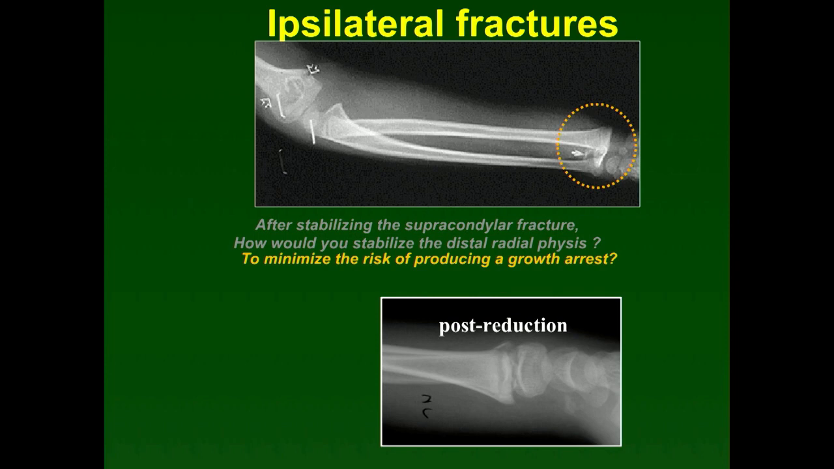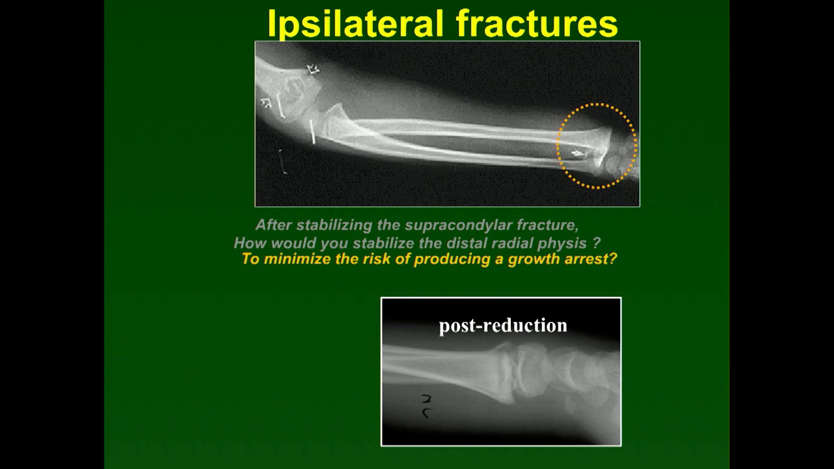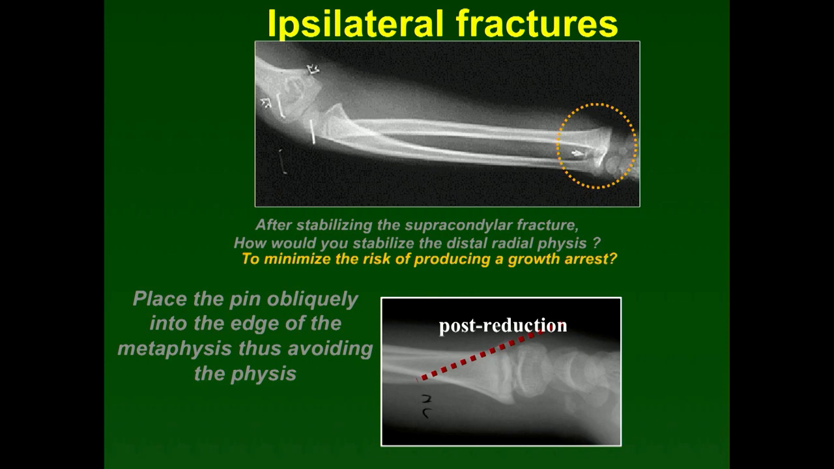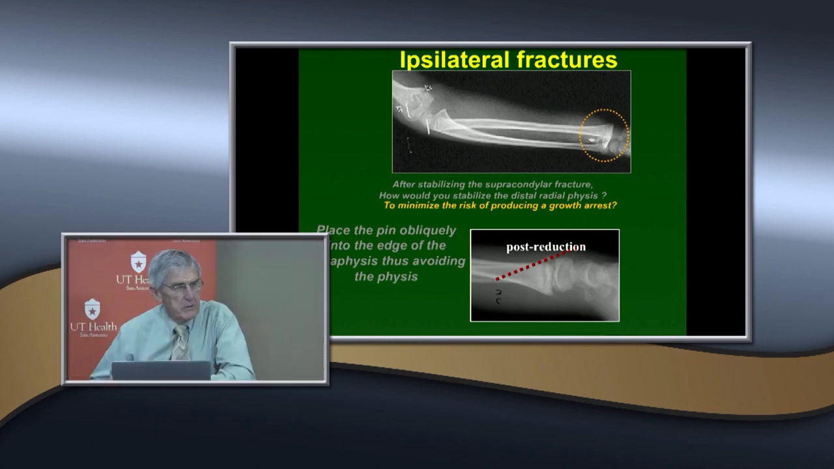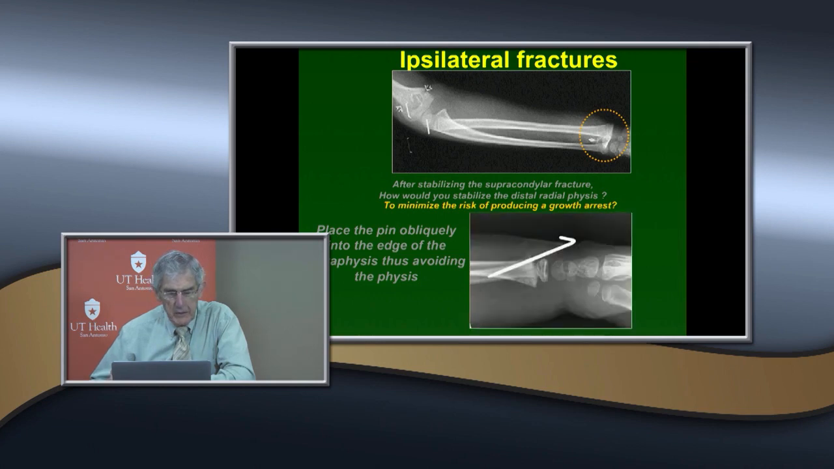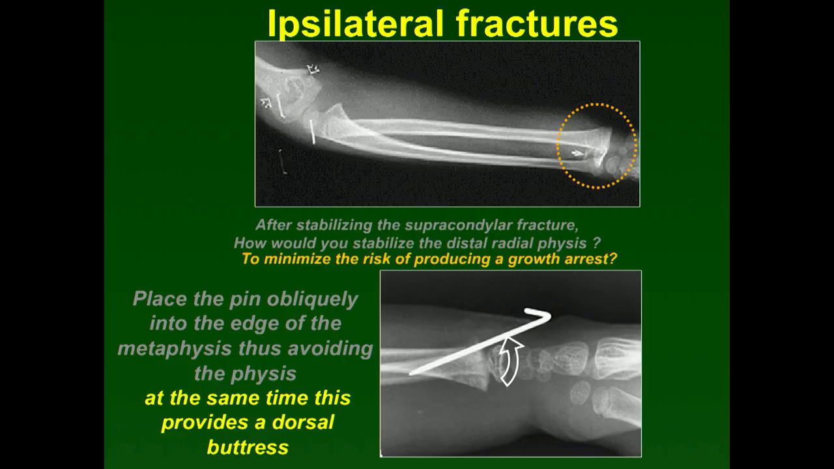So how are you going to manage this one? You place the pin obliquely so that you can avoid the physis. And how do these mostly displace? Dorsally. If it's a type A fracture, they'll displace dorsally. And if you put the pin obliquely, how does it work? It works kind of like a dorsal buttress and just holds it, and you do this without having to go through the physis.